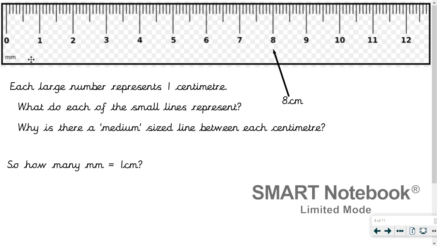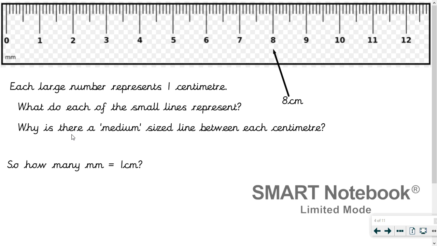So they represent millimetres. Okay, now what I do want you to think about also is why is there a medium-sized line between each centimetre? What does that medium-sized line help us to do? It might help to count the number of lines that go up to it. And then we're going to talk about how many millimetres go into 1 centimetre. So firstly, this medium-sized line is 1, 2, 3, 4, 5 millimetres across. And then it's 1, 2, 3, 4, 5 millimetres for the next centimetre. So it's just helping us get our jumps of 5 millimetres. It helps us with our counting.